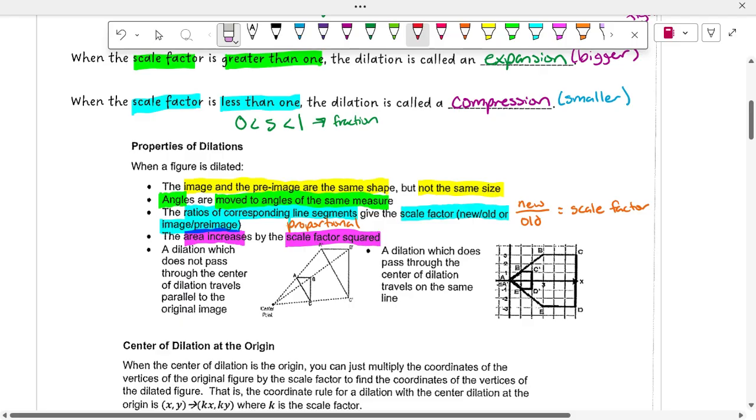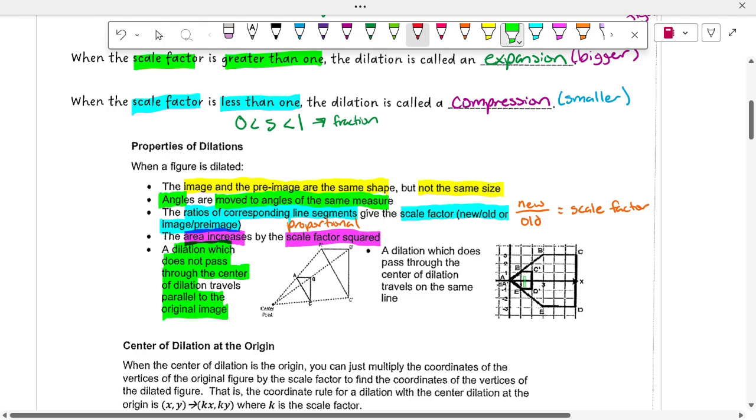All right. So, moving on. A dilation which does not pass through its center of dilation will travel parallel to the original image. So, in other words, let's say that your center was the origin, but none of the points was on the origin. That means it'll run parallel to itself. So, for example, here's one example where it will run parallel to itself. AC is parallel to A prime C prime. BC is parallel to B prime C prime. AB is parallel to A prime B prime.